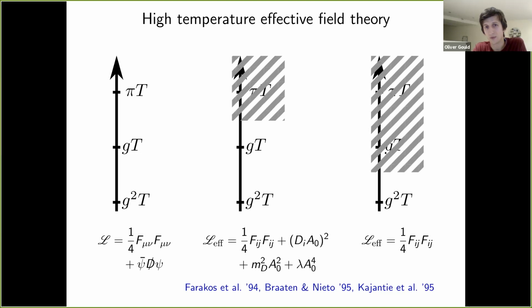So on the left-hand side, I've included all modes, and the Lagrangian on the left is that of QCD. I haven't included mass terms, but there are the gluon fields, and then there are the quark fields. And at some high temperature, we have all these non-zero Matsubara modes plus the zero Matsubara modes. So there's the thermal scale πT, and then there are the potentially lighter scales. You can integrate out the scale πT.